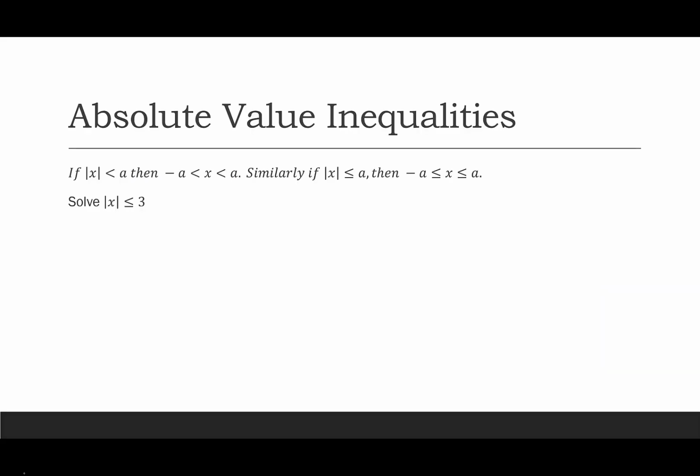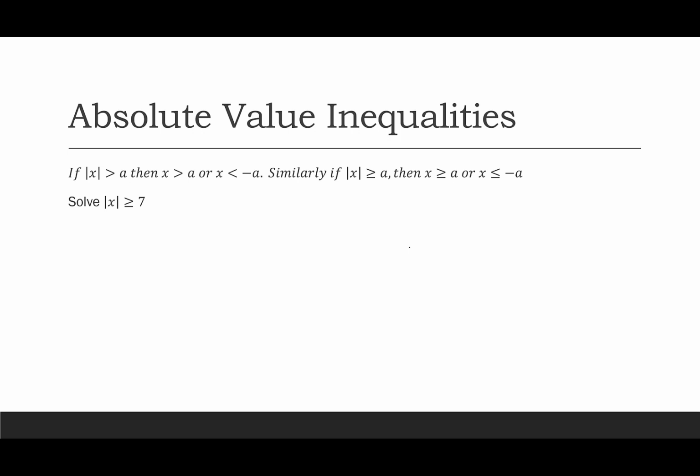So as an extension of our talk on inequalities, let's talk about absolute value inequalities. If I have the absolute value of x is less than a, then I know that x is greater than negative a and less than a. If I have the absolute value of x is less than or equal to a, then x is going to be greater than or equal to negative a and less than or equal to a. So let's say I had the absolute value of x is less than or equal to 3. Then that means that x is going to be greater than or equal to negative 3 and less than or equal to 3. We could write that as negative 3 to 3 as an interval.